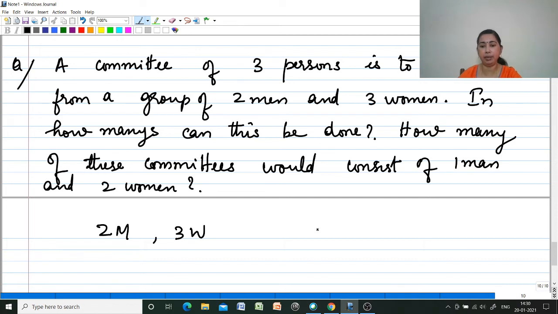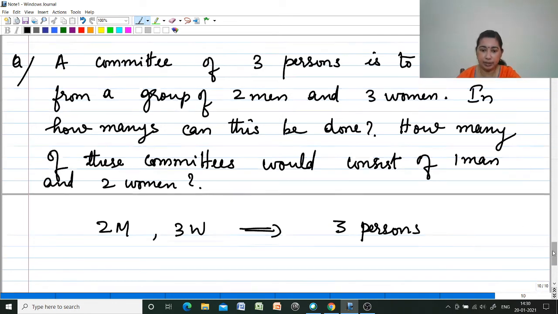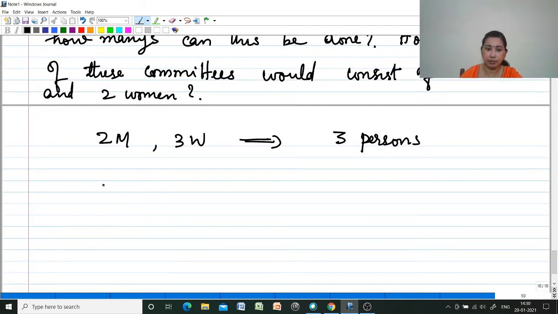So we have to form a committee of 3 persons. So total how many persons are given? There are 5 persons and we have to select 3. In how many ways can this be done? It can be done in 5C3 ways, because 5 objects are there and 3 persons are to be selected.